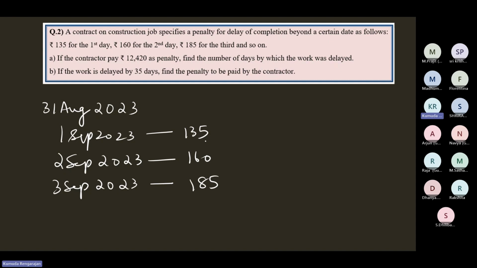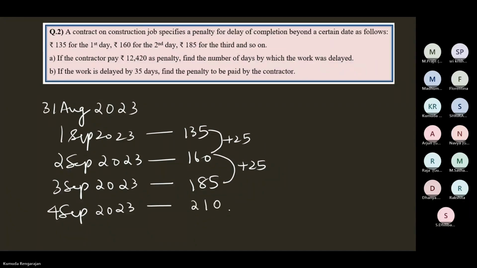That is, the penalty for the succeeding day keeps increasing by how much? 25 rupees. It keeps increasing by 25 rupees. 135 plus 25, 160. 160 plus 25, 185. So for 4th September, supposing the work is still not done, the penalty will be 185 plus 25, which is 210.